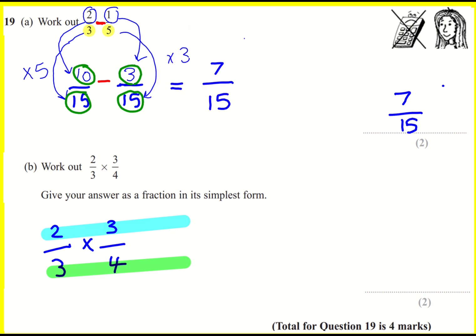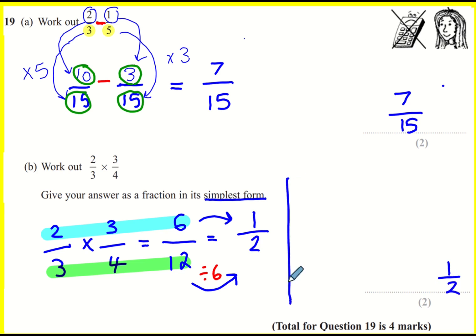So multiplying 2 by 3 you get 6, multiplying 3 by 4 you get 12, but then it asks us to give our answer in its simplest form, so I'm going to divide by the highest common factor to get to its simplest form, and the highest common factor here is 6, because 6 goes into 6 and 6 goes into 12. So 6 into 6 goes once, 6 into 12 goes twice, so my answer is a half.